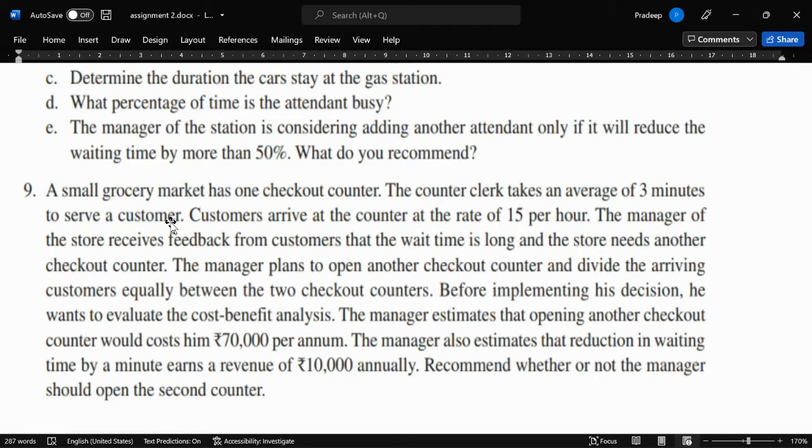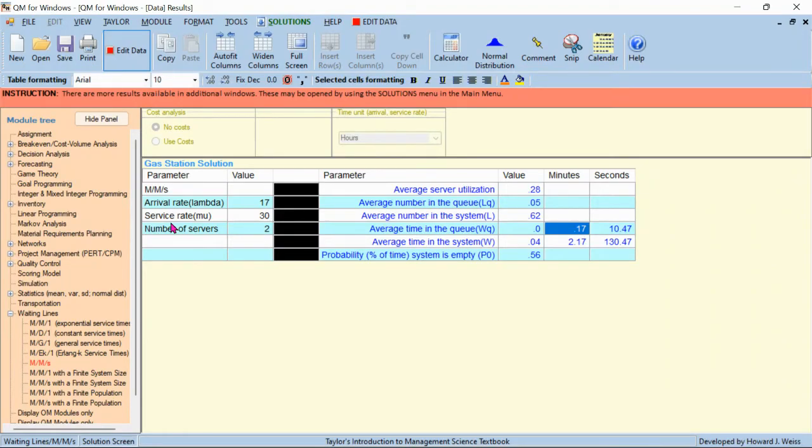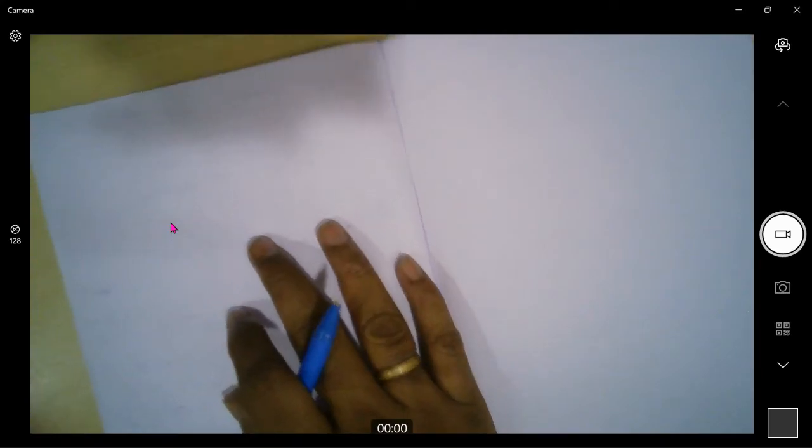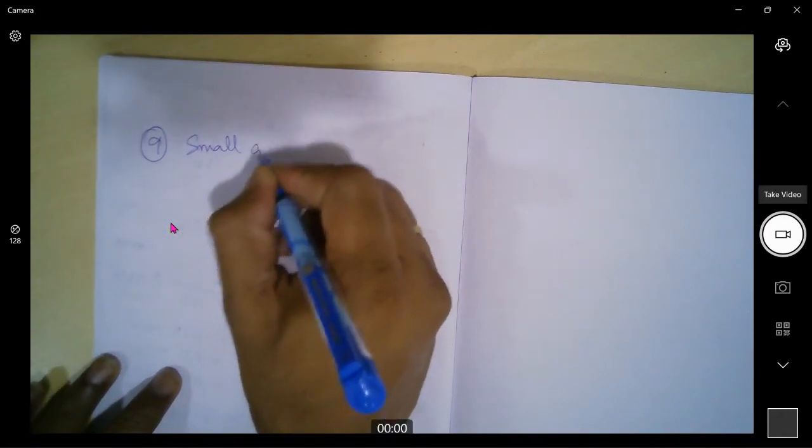Now let me write that. So this is the ninth question. Small grocery.